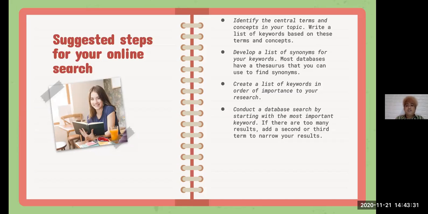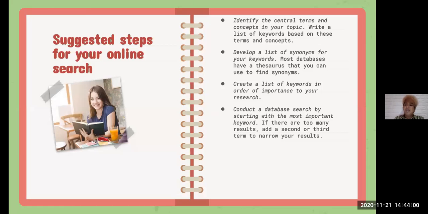Conduct a database search by starting with the most important keyword. Okay? Doon magsimula ka na, bilingual education. Sa totoo lang mga bata, this work is very tedious. Promise. But you have to be diligent. No? Kung gusto mo talagang mahanap yung best research paper related to your topic, then you have to be diligent and patient in doing these things.